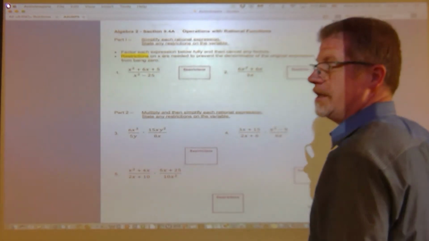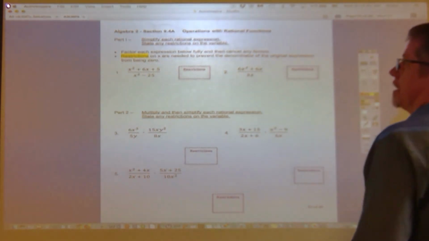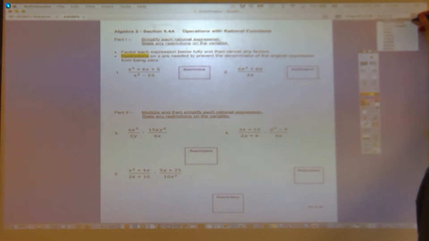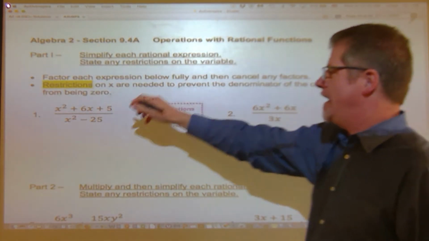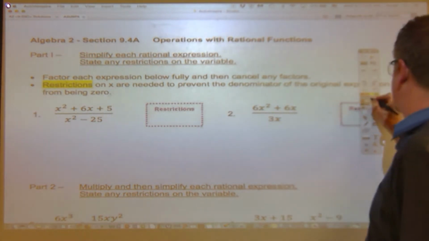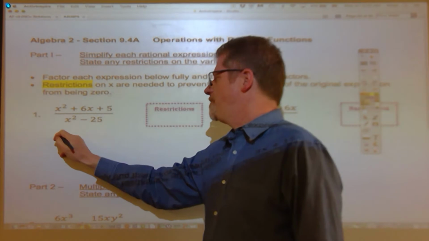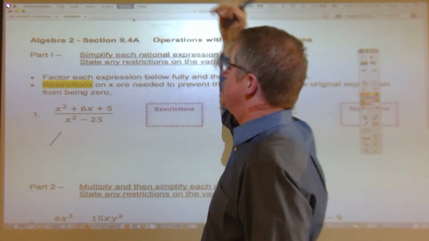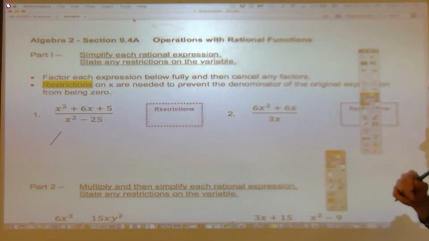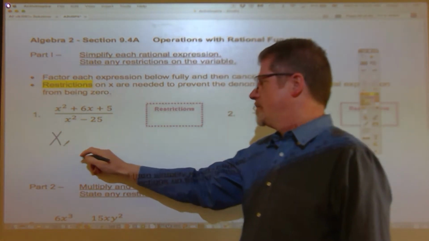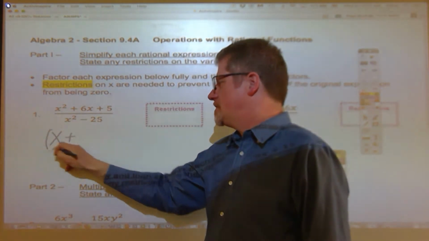We're looking at 9.4a. The quiz covers 9.2 and 9.3. We are looking at restrictions on assignment 9.4a, and the factored form reveals the values of x that are restricted. Now it seems kind of mean to say no to some of these values of x. The upside is that we won't have that embarrassing situation where we're dividing by 0.